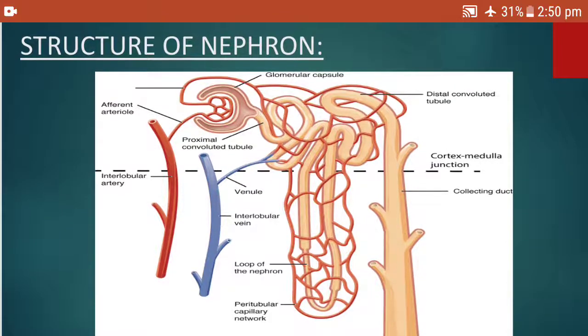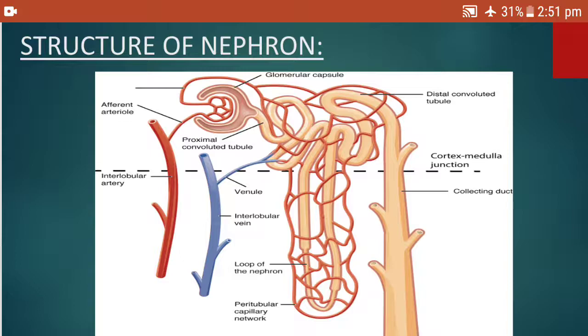Coming to the structure of the nephron, what do you observe here in this slide? Of course, there is one afferent arteriole and also an efferent arteriole, which is not labeled. The arrow is drawn but it is not labeled, that is the efferent arteriole. The afferent arteriole enters the cup-shaped structure which is called the Bowman's capsule, and it exits as the efferent arteriole and forms a network which is called the glomerulus. A network of fine capillaries is called the glomerulus. The Bowman's capsule is also known as the glomerular capsule.